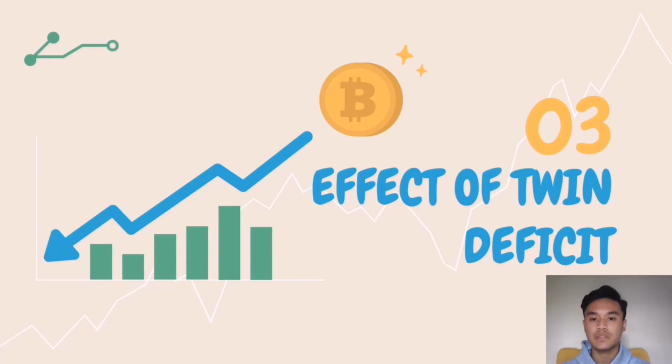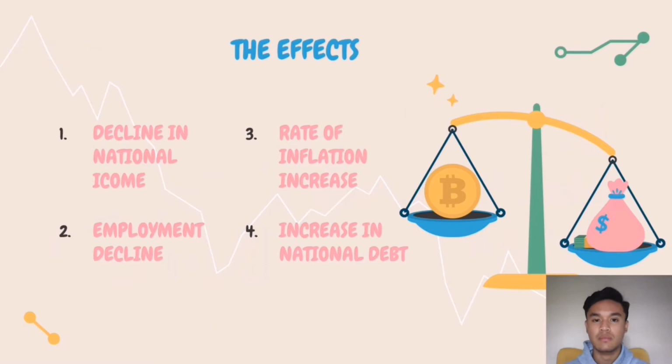So I'm going to present about the effect of twin deficit. There are four effects of twin deficit, which are decline in national income, employment decline, rate of inflation increase, and increase in national debt.